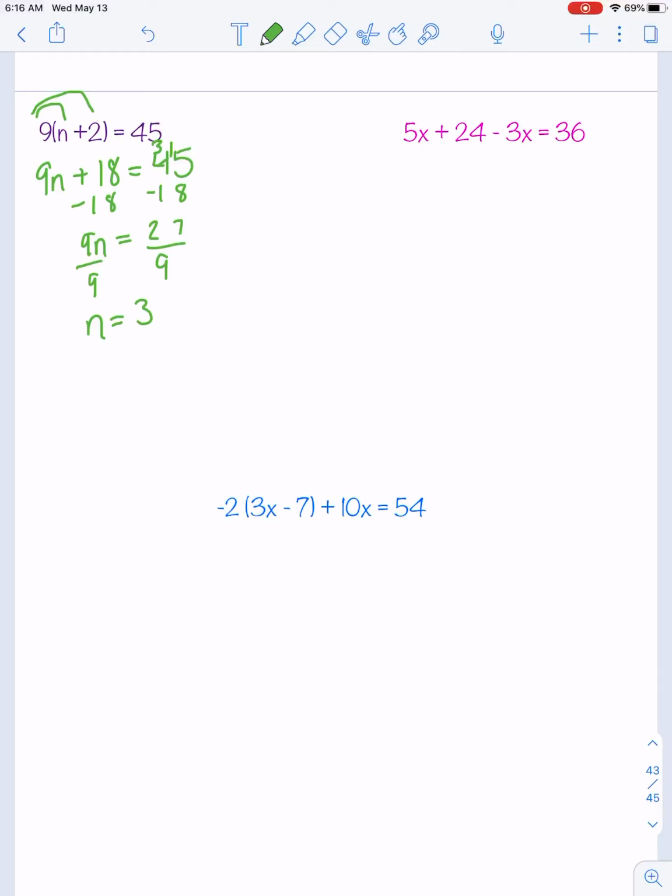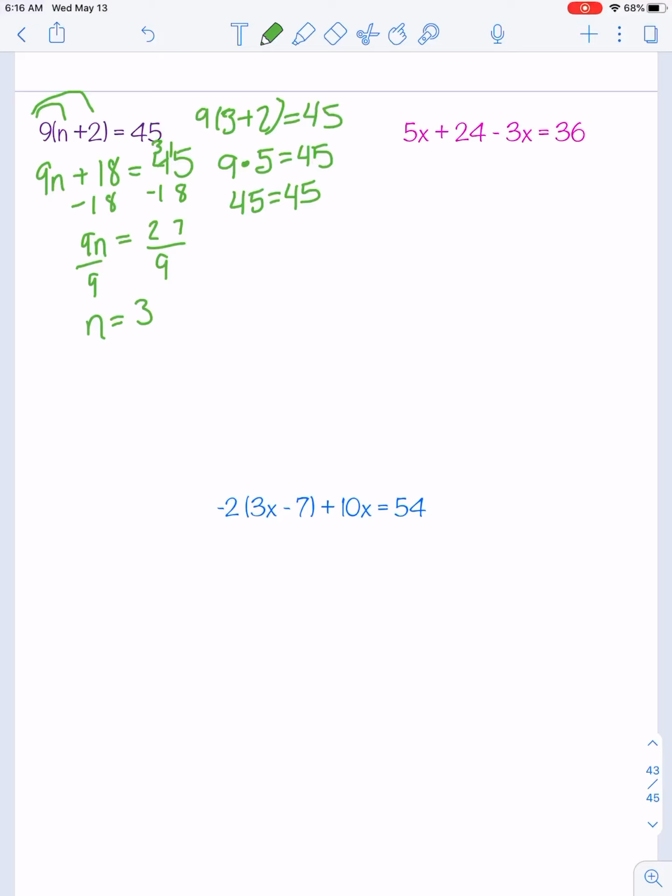Remember, I can always go back and check. So I put my 3 back in for n, so I have 9 times 3 plus 2 equals 45. So I have 9 times 5 equals 45. And 45 equals 45.